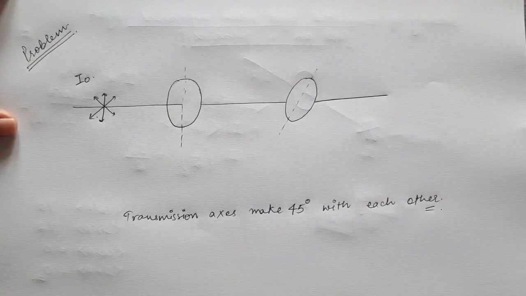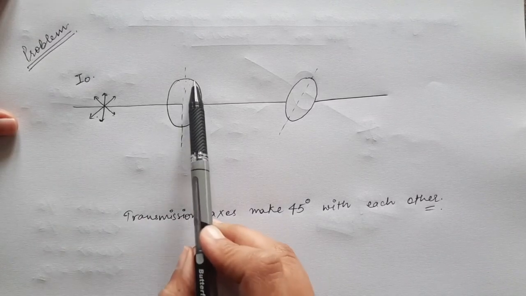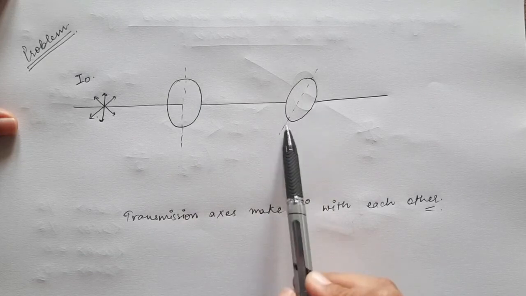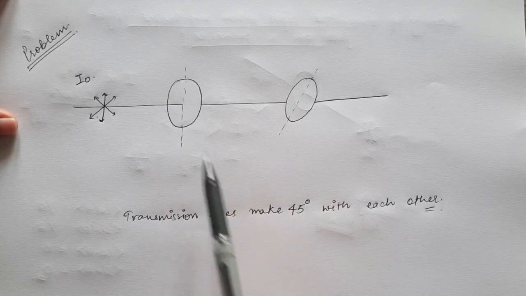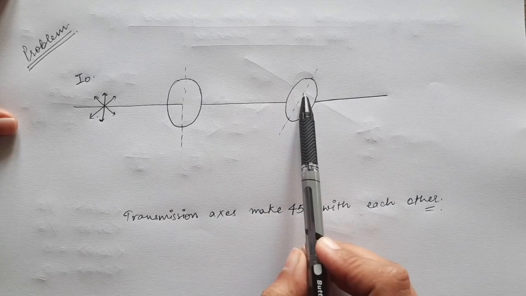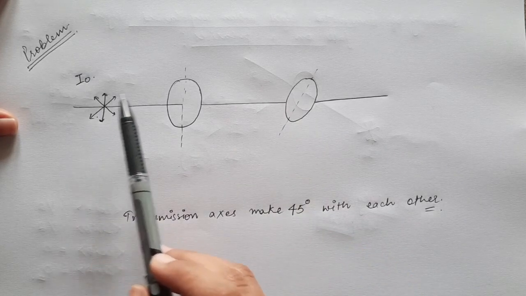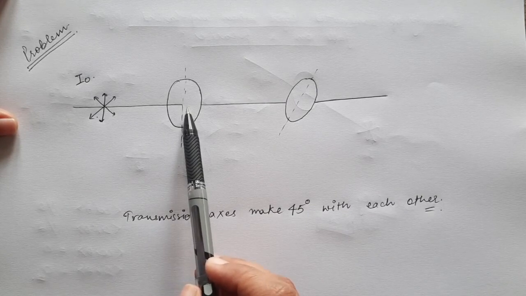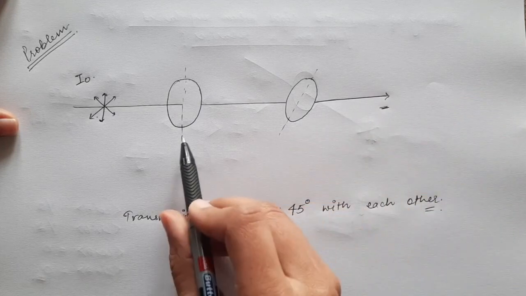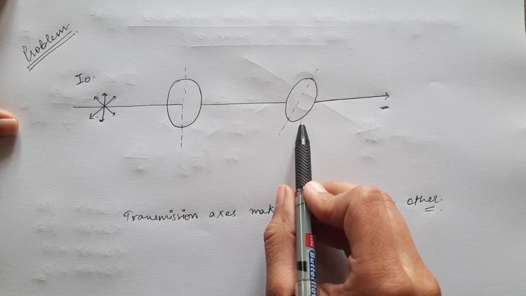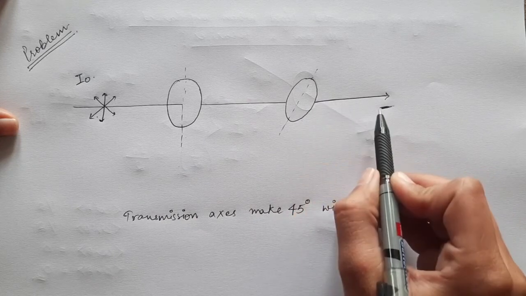We are going to look at a small problem related to Malus law. Here we are given the first polarizer and this one is the second polarizer. The transmission axes of these two polarizers make 45 degrees with each other, so this polarizer has been tilted by an angle of 45 degrees. Now unpolarized light is made to fall on the first polarizer, and we are asked to find the intensity of the transmitted light after the second polarizer.